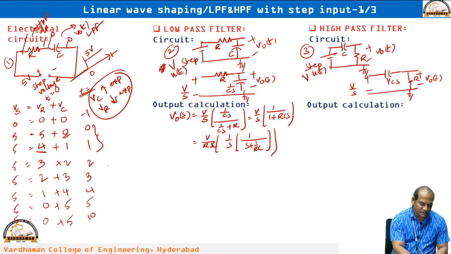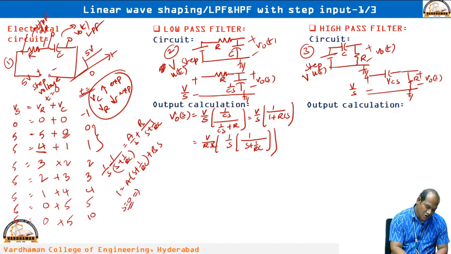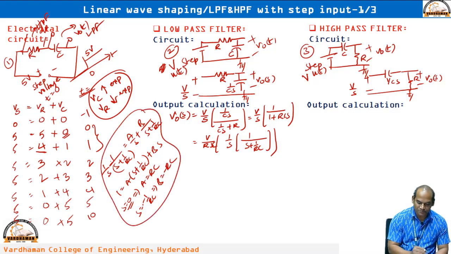So, I am taking this part, 1 by S into 1 by SC plus 1 by RC, and I am calculating partial fractions. So, 1 is equal to A into S plus 1 by RC plus B into S. If you take S is equal to 0, you will get simply A is equal to RC. If you take S is equal to minus 1 by RC, you will get B is equal to minus RC. This is a simple calculation.